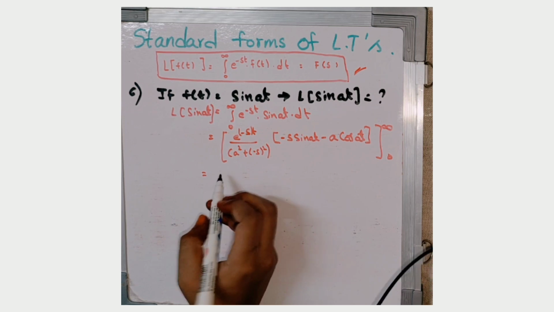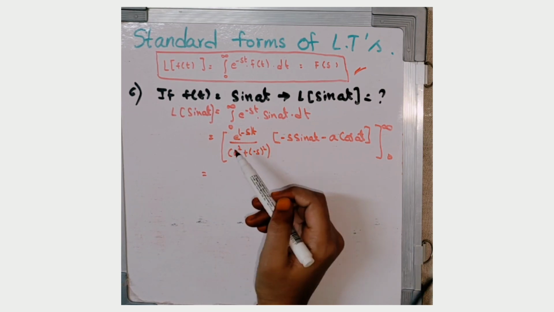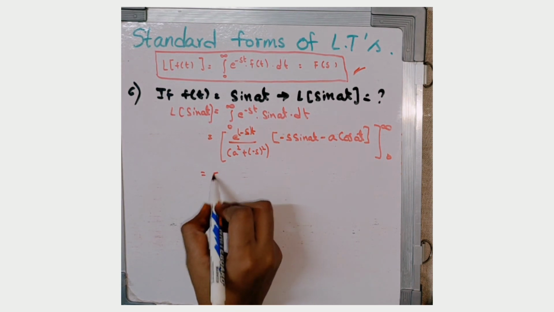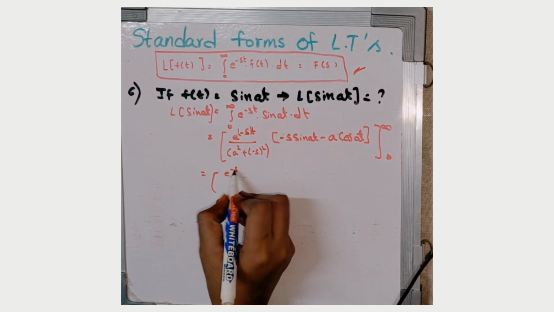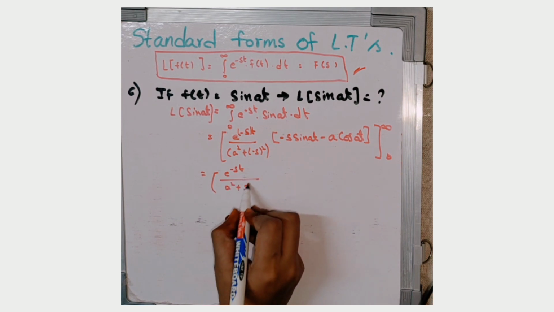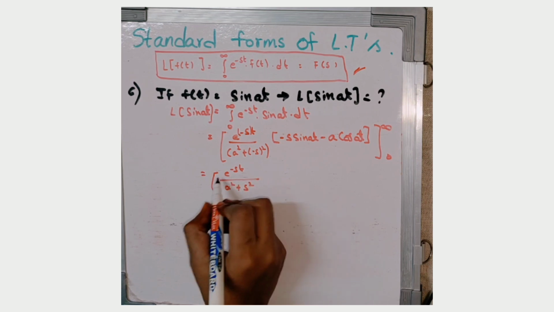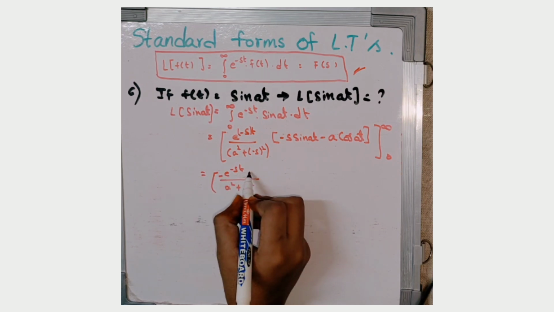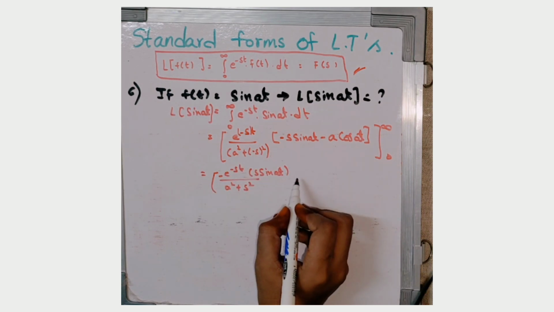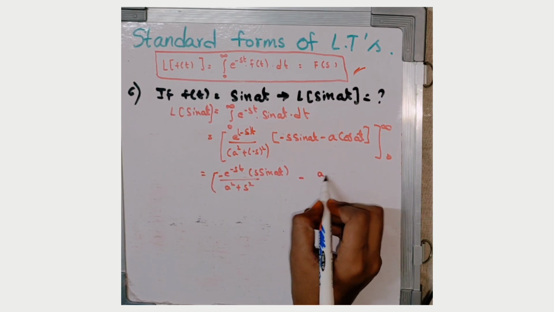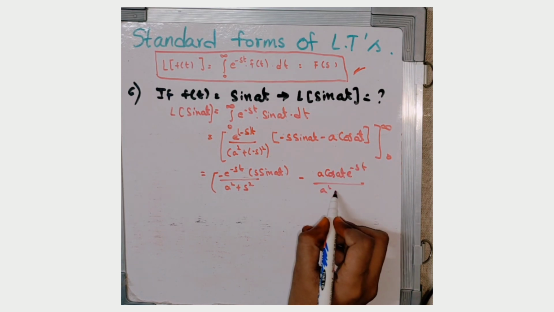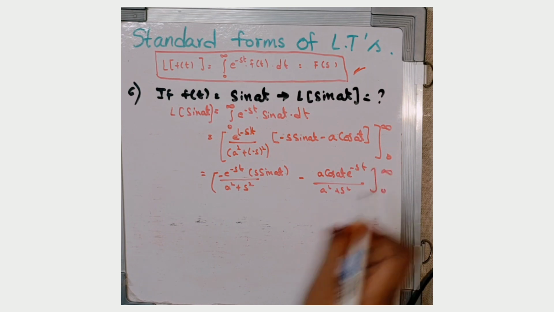However, just write more, expand this so that you will not have more confusion. A square plus s square into minus s sine at again minus a cos at into e power minus st by a square plus s square. Now apply the limits.